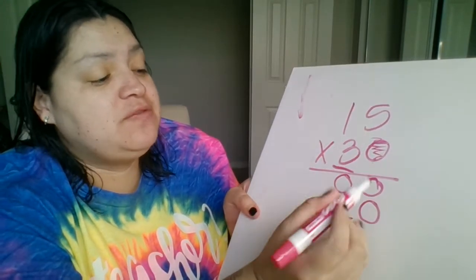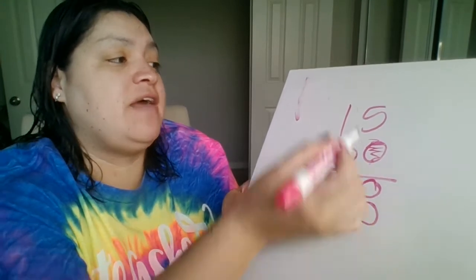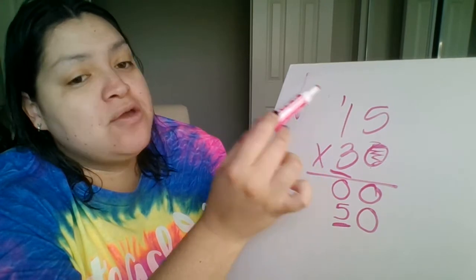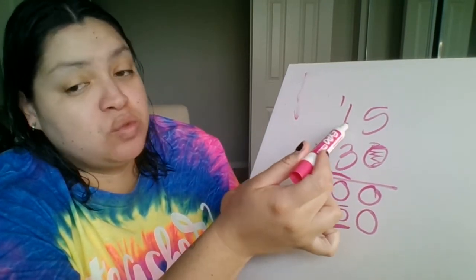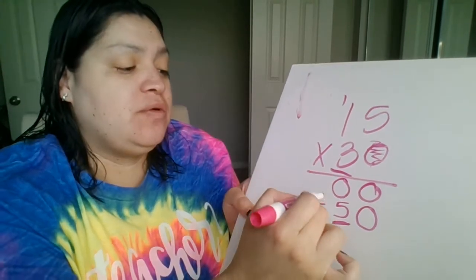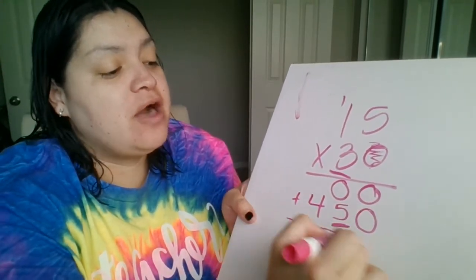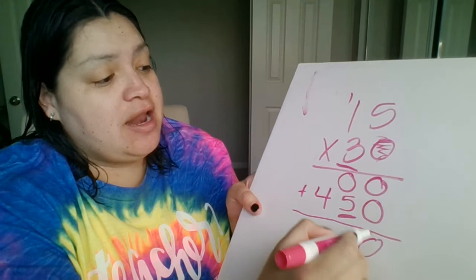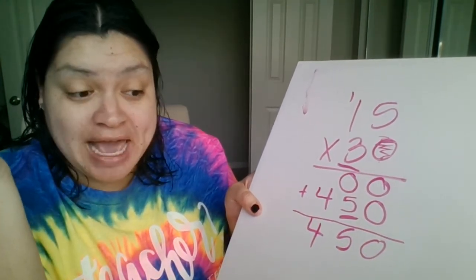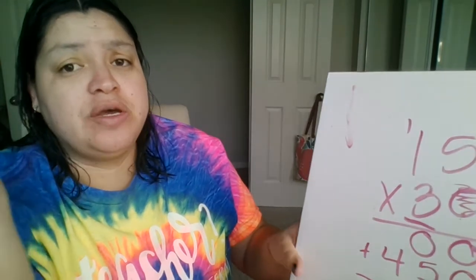3 times 5 is 15, so I'm going to place that 5, and I'm going to carry my 1. You multiply first, then you add in what you carry. So 3 times 1 is 3, plus this 1, which will equal 4. Now that I'm done multiplying, I'm just going to add everything together, and I get 450, okay? So that's how you do it.